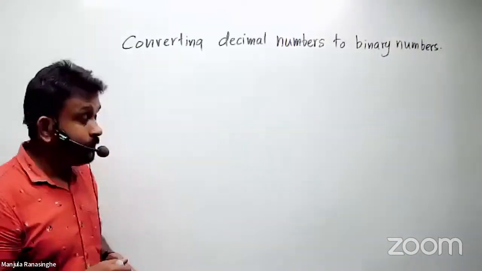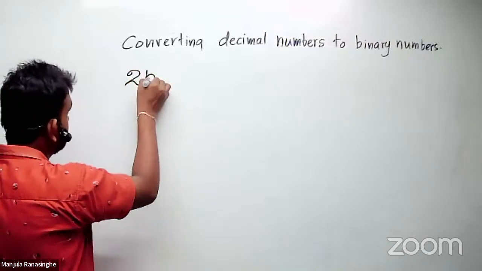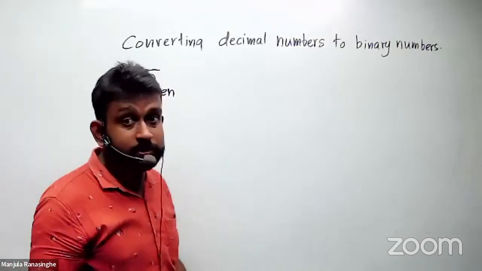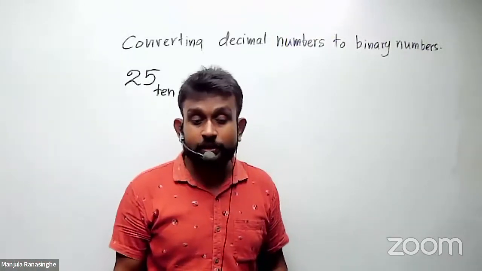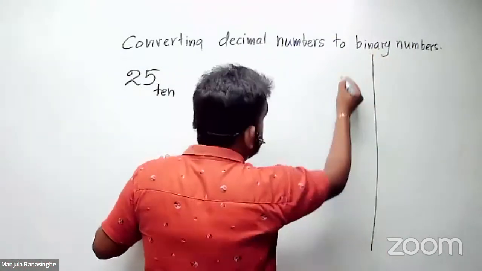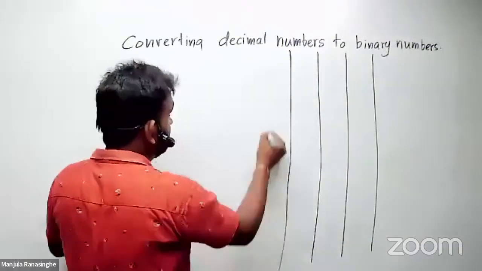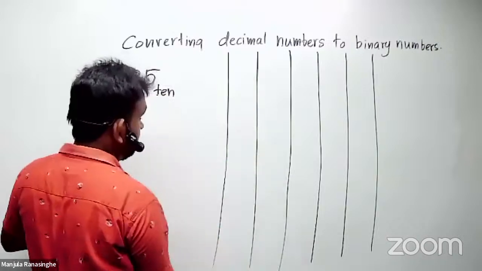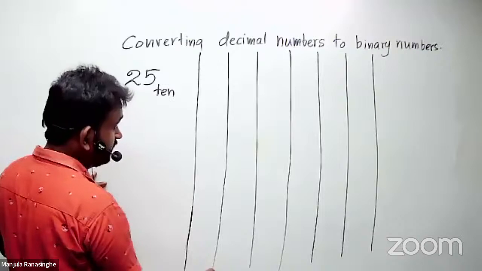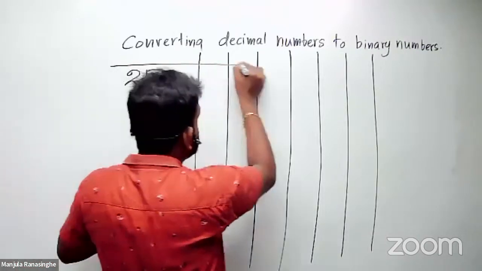Now I take the example. First one, 25, base 10. Now I need to convert this number to binary numbers. So I write my place values of binary numbers in this table. This is the first method I am teaching. The second method is in your syllabus, but this method gives you a clear idea how these numbers are generated.